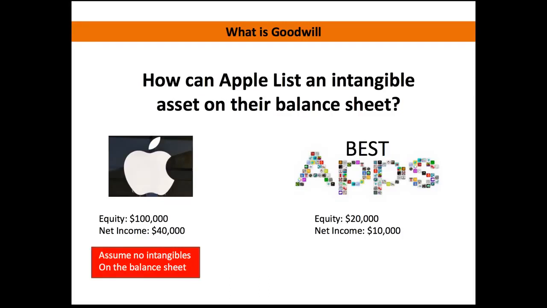Okay, so whenever we're doing this, let's just say that the equity on Apple is $100,000 and that their net income for the year is $40,000. Now I know that those numbers aren't accurate, but we're just going to use these to simplify this demonstration. We're also going to assume that presently, Apple has no intangible assets listed on their balance sheet. So both that goodwill and that intangible would be listed as zero. Okay. So then when we look over at the smaller company, Best Apps, we're going to see that their equity is only $20,000 and that their net income is $10,000.